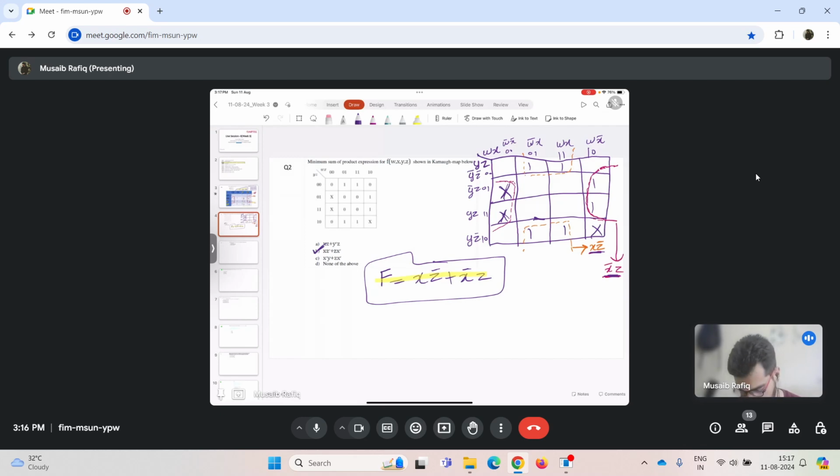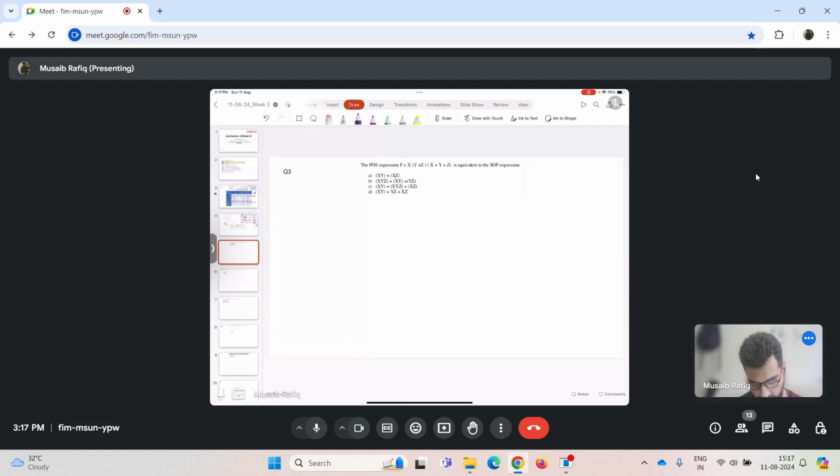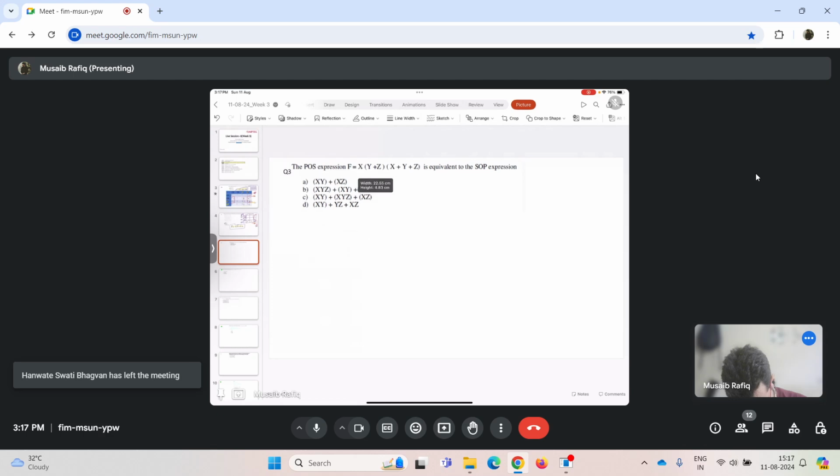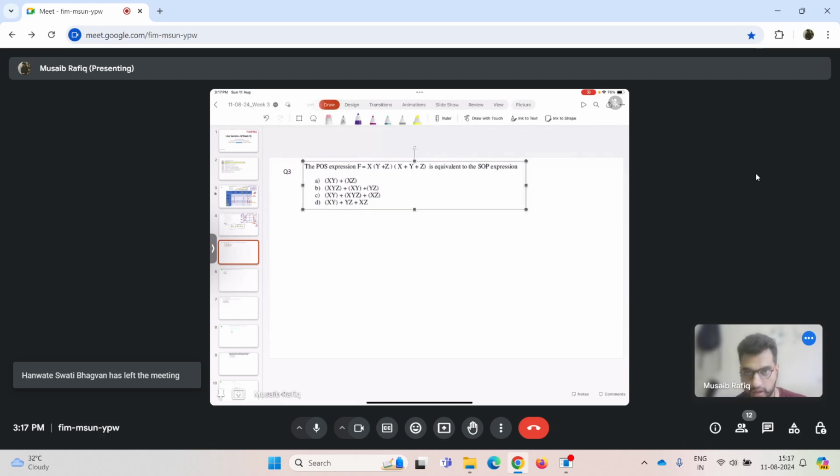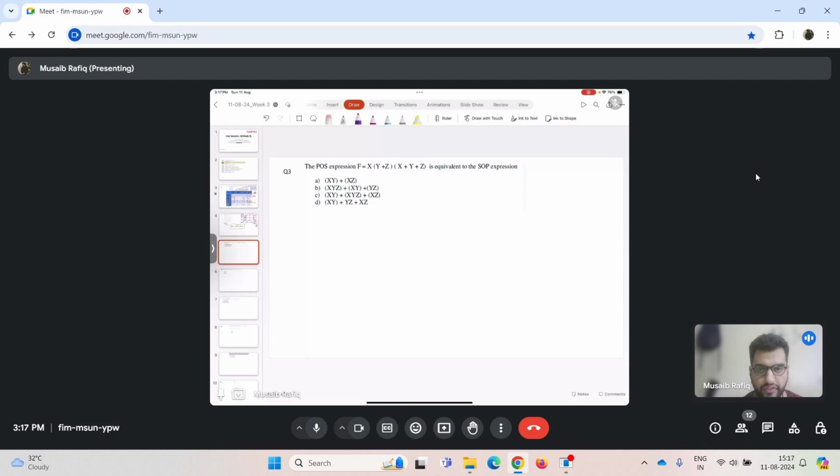We can move to the next question. That is question number 3. Question 3 asks us: the POS expression, that is product of sums expression, f equals x times (y plus z) times (x plus y plus z), is equivalent to which SOP expression. So we need to find its equivalent SOP expression.